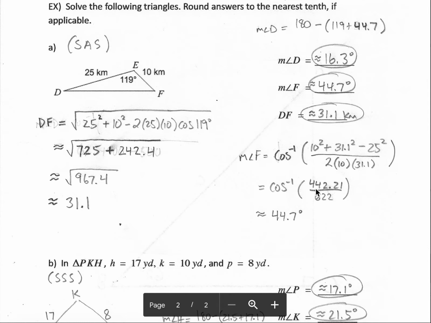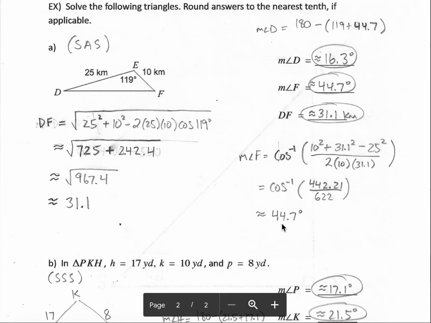And doing all that, I get about 442.21. On the bottom, I'm going to double the product of those two sides that I started with, the two closest sides. So 2 times 10 times 31.1 is going to give me 622. Now I have a ratio that I can plug into my inverse cosine function.